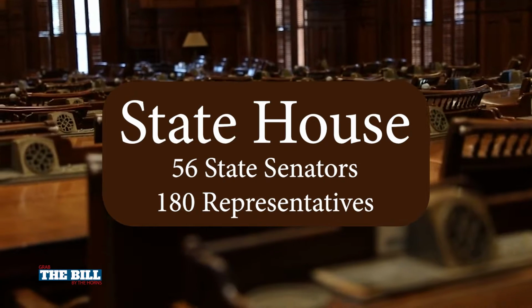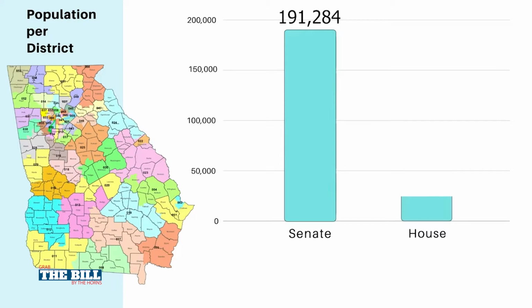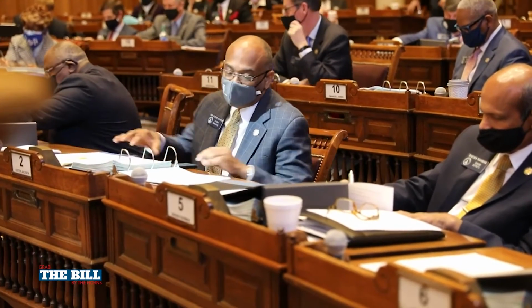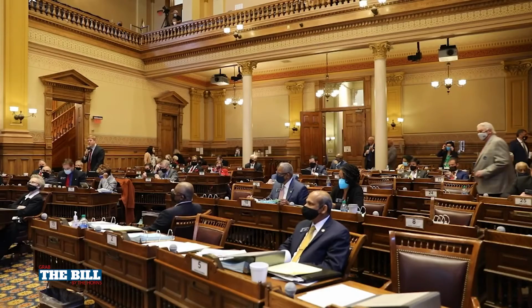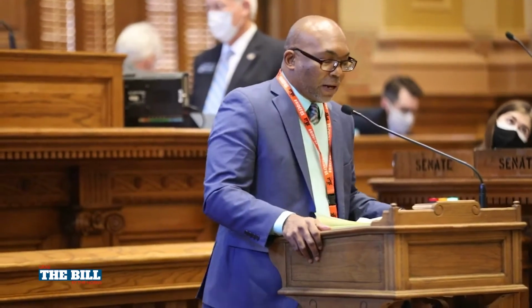elected by districts. Each of our 56 state senate districts will be redrawn to now include around 191,284 people. And each of our 180 state house districts will also need to increase in population size to around 59,511 people. In the Georgia General Assembly, there is a standing committee on redistricting in both the House and the Senate. Each committee has a chairman.